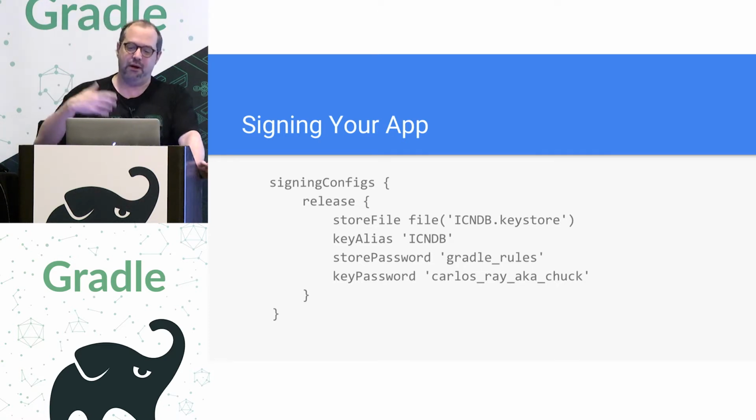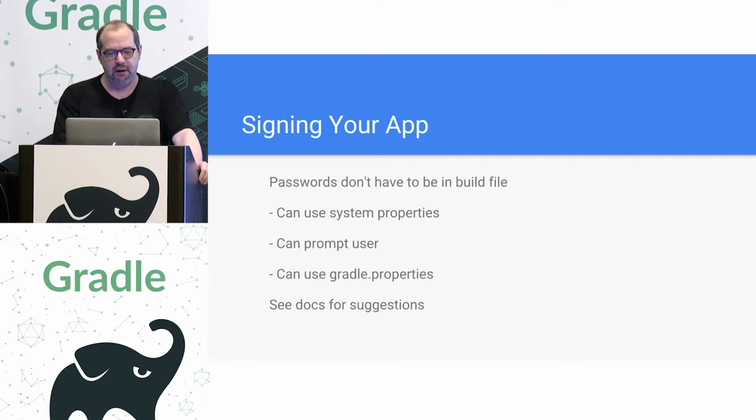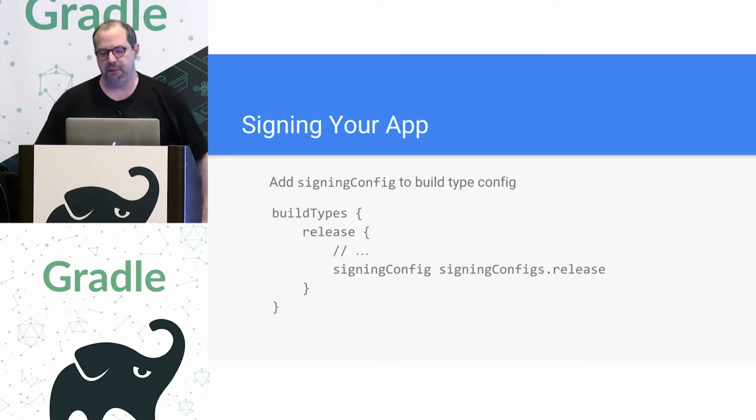So at any rate, you can generate your keystore, you say in the build file where it is, and then once you specify that, again, you can move the passwords out, you can use system properties or prompt the user or gradle.properties. Ultimately, in your build type section, in the release section, you can refer to that release element inside the signingConfigs mechanism, and that way, once you add that in, then you have a potential release build, and you can go ahead and use that.